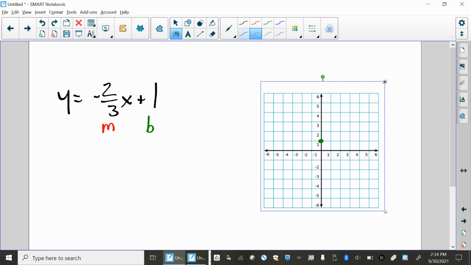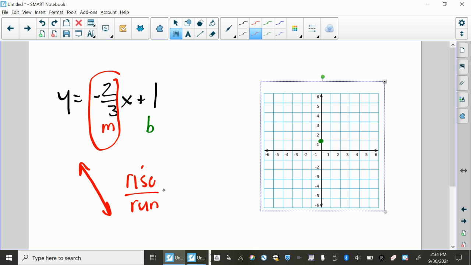Now we have a fraction for our slope. The negative means the line goes down. And the fraction is not a big deal at all. So our rise over run is 2 over 3. So we rise 2 and run 3. If it was positive, we go up 2 and over 3. But this is really a negative 2, so we are going to basically fall. We're going to go down.